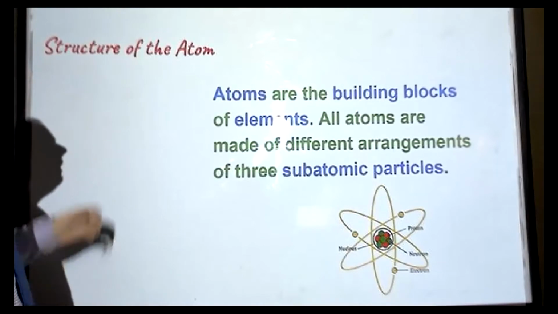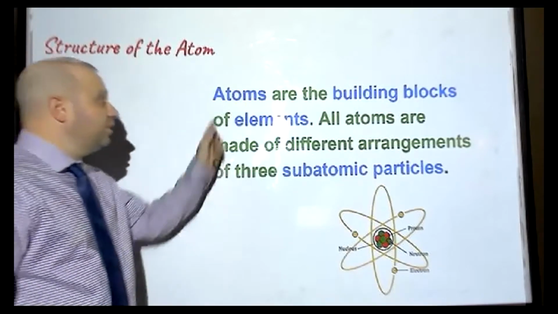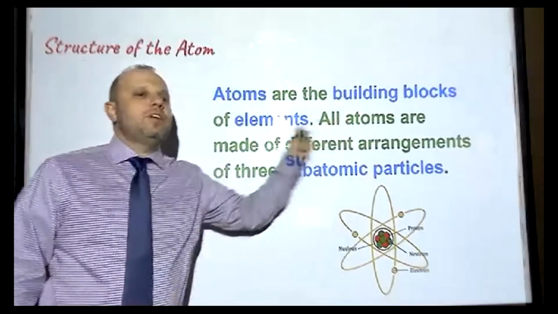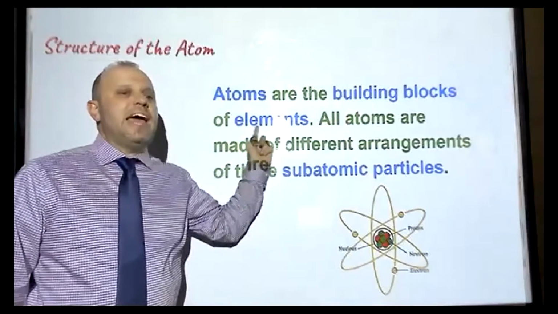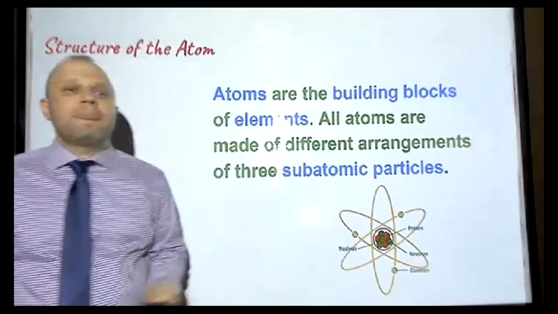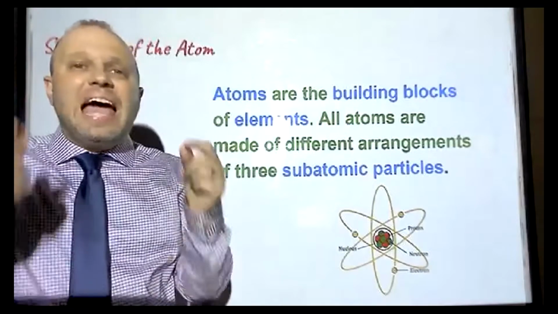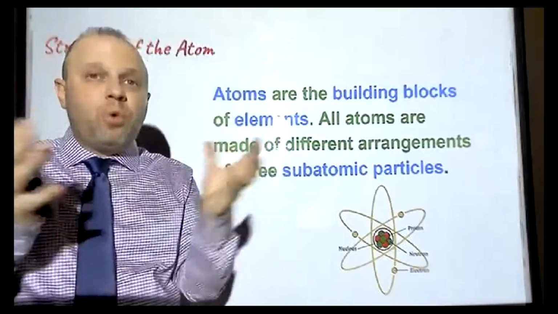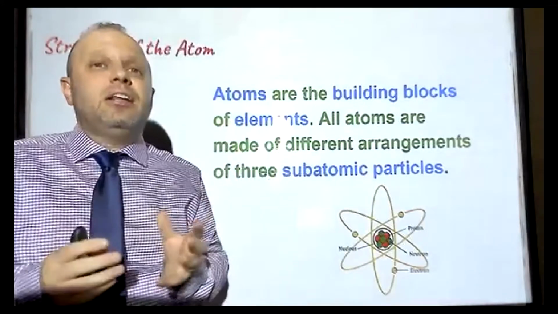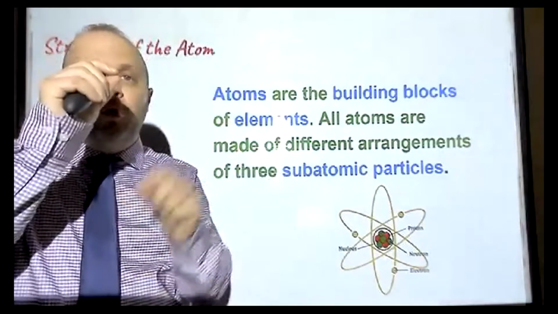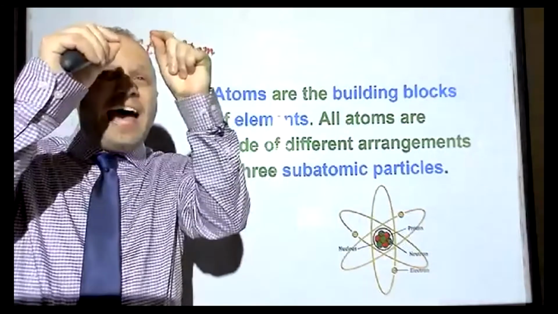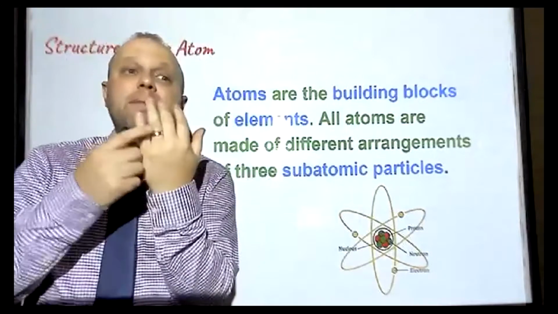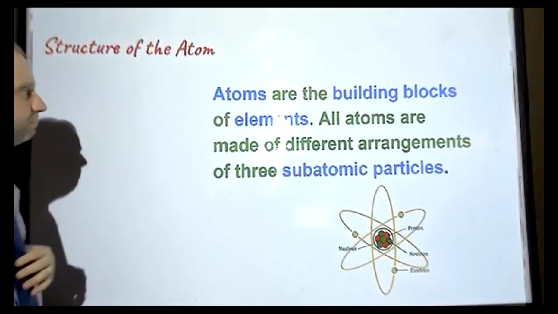So let's start off by looking at this sentence here. It says atoms are the building blocks of elements. Elements is this word right here. So basically what that means is atoms come together and a whole bunch of one type of atom forms an element. So if I have gold and gold and gold and gold atoms and I put them all together, I'll have the element gold, like a piece of gold, like on a ring.